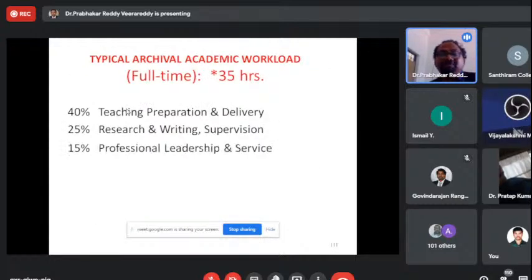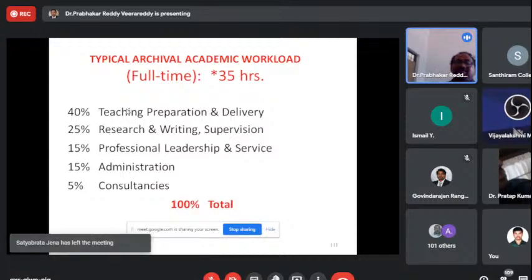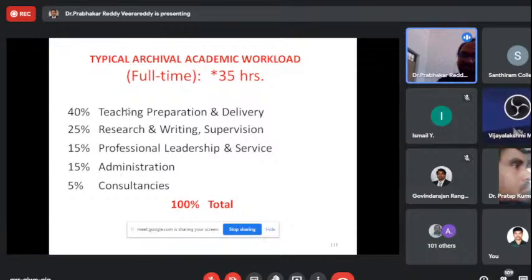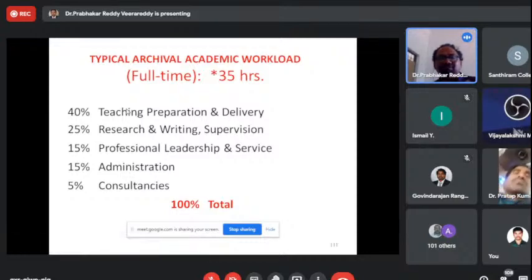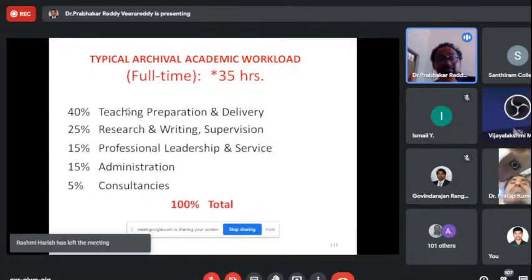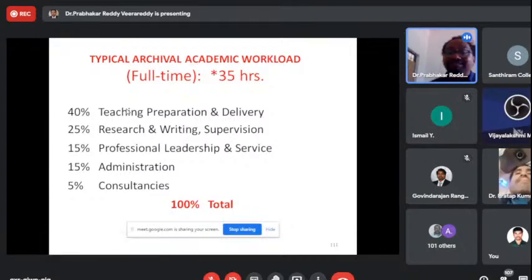Here, typical work in the academic world: 40% teaching, 25% research and writing, 15% supervision, 15% professional leadership, 5% administration and consulting. This is what a teacher will do. But what happens nowadays? If a teacher is a principal, 100% goes to administration. If a teacher is a teacher, only teaching. But in Western countries, the universities will ask you for 40% teaching, 25% research, professional leadership like attending conferences, 15% administration, and 5% consulting to industries. That is the way a teacher can use his time on a weekly basis.